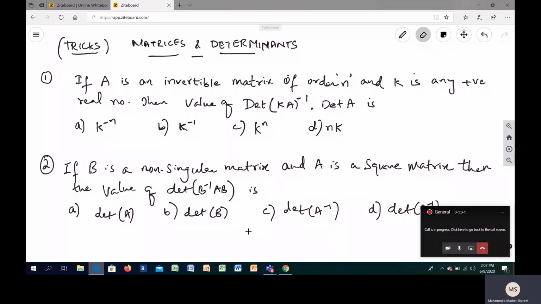Hello students, in this video of our series on matrices and determinants, we'll be learning about the properties of determinants, and you will do these MCQs in a very quick time. You just have to remember the properties of determinants.